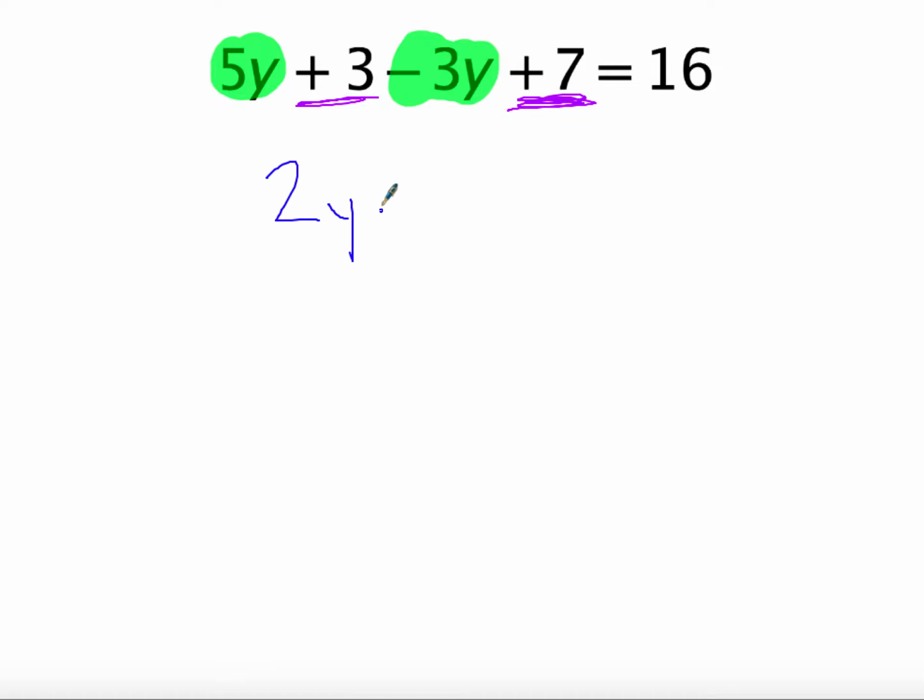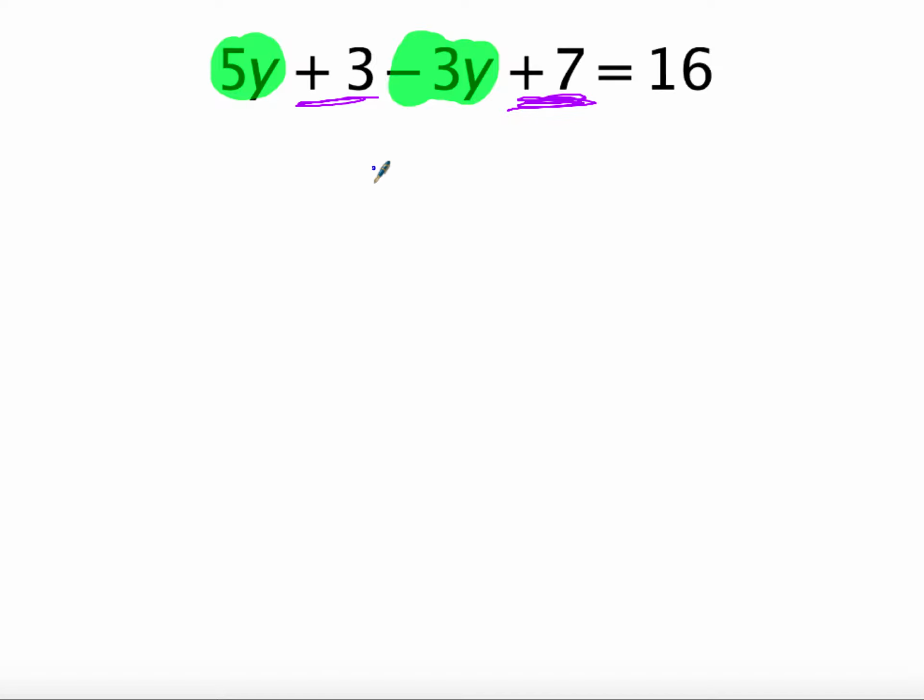And then we have 3 plus 7, which is 10. 2y plus 10 equals 16. And now I have a two-step equation, and I can start performing my inverse operations. So really quickly, a lot of students will start to perform their inverse operations here without first combining like terms. Now, it will depend on your teacher if they take off any points for that, because if you perform your inverse operations correctly, you still might end up with the right answer.